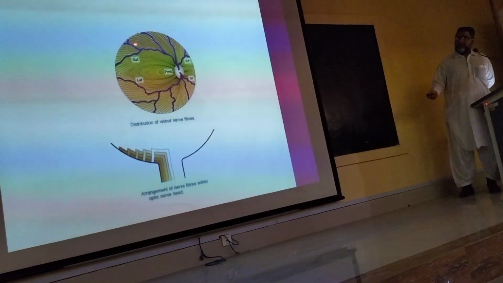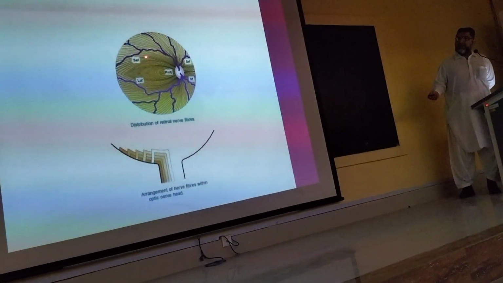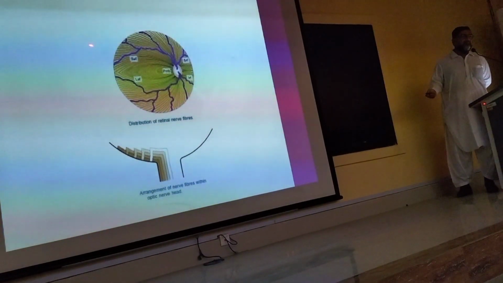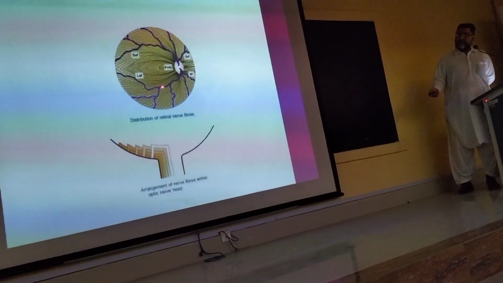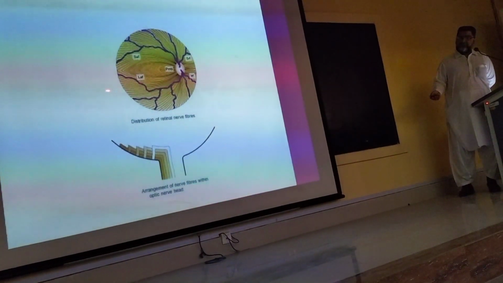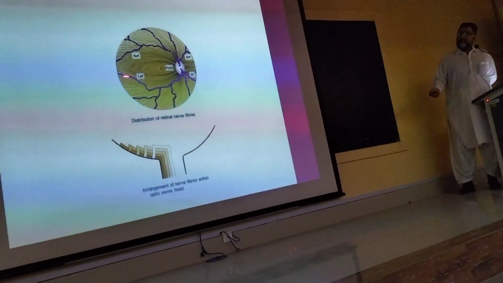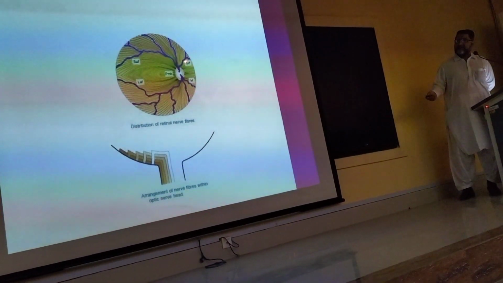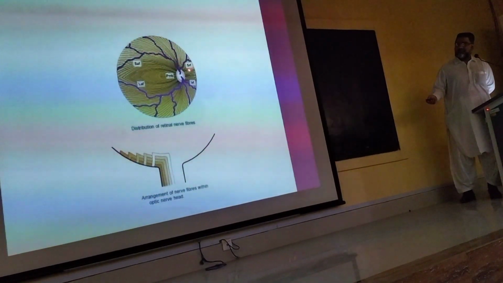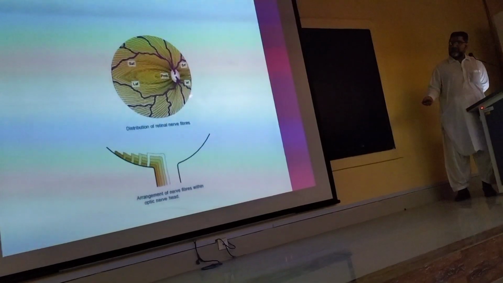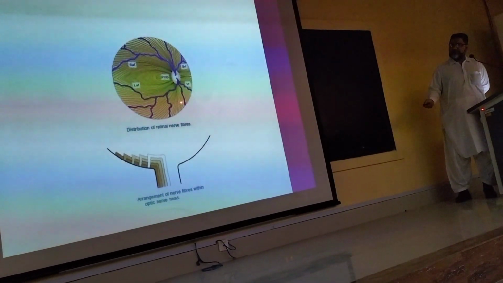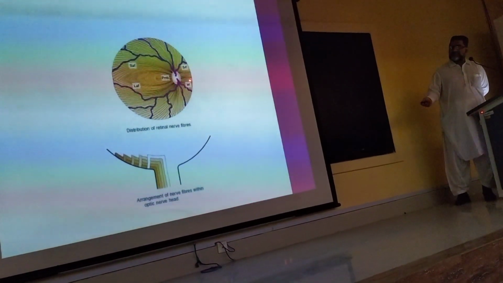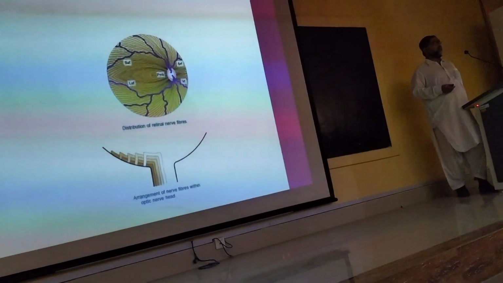ठीक है? On this side we have the superotemporal retinal nerve fibers. Over here we have inferotemporal retinal nerve fibers. On this side we have superonasal retinal nerve fibers, and over here we have inferonasal retinal nerve fibers. You can see all of them are converging onto the optic disc because they have to make up the optic nerve.